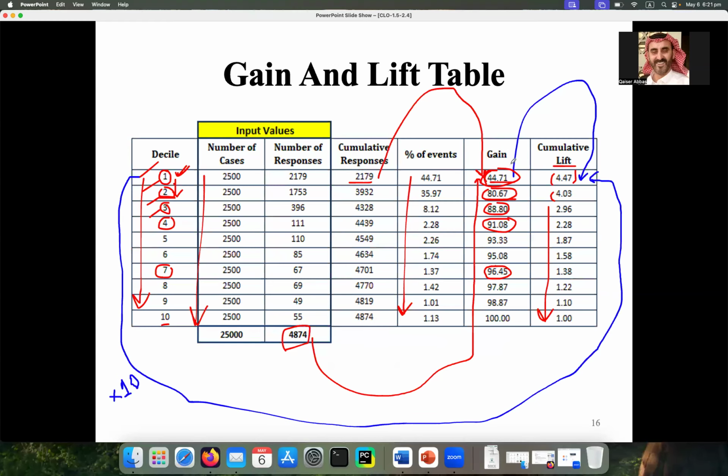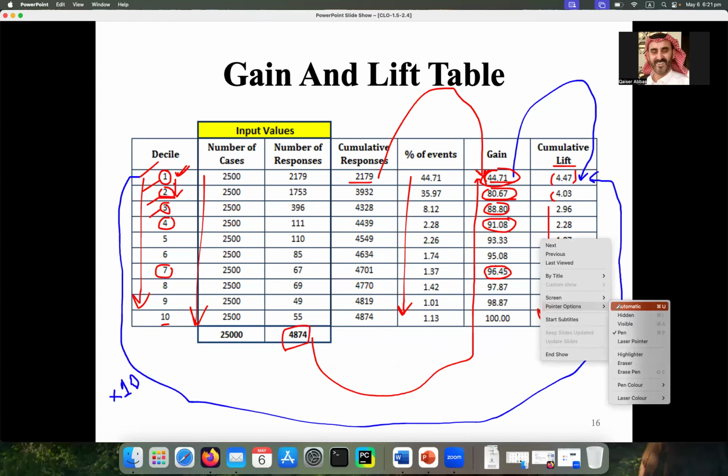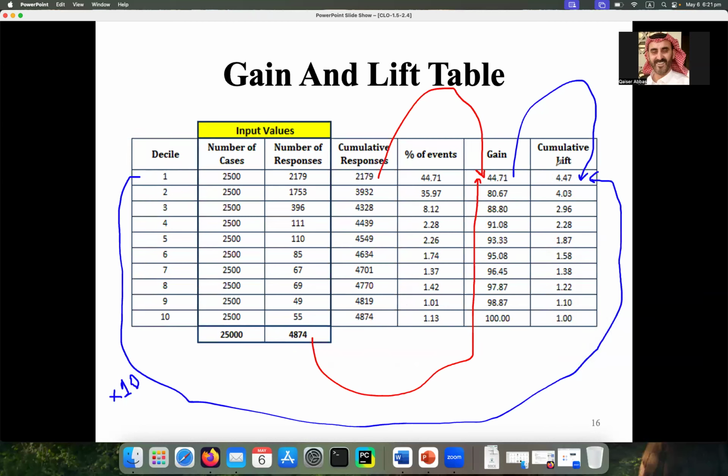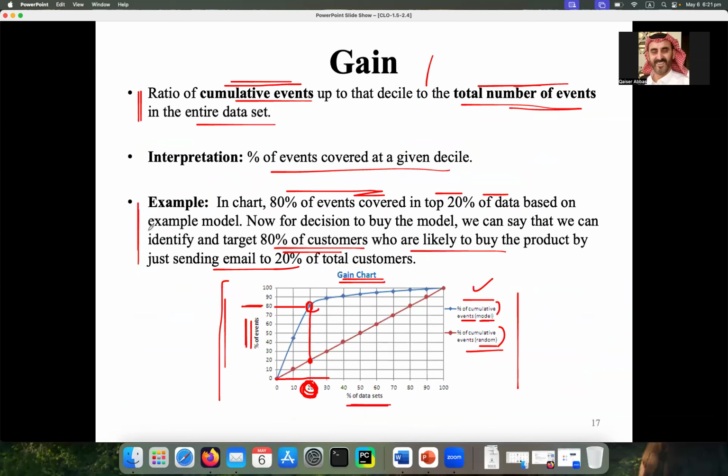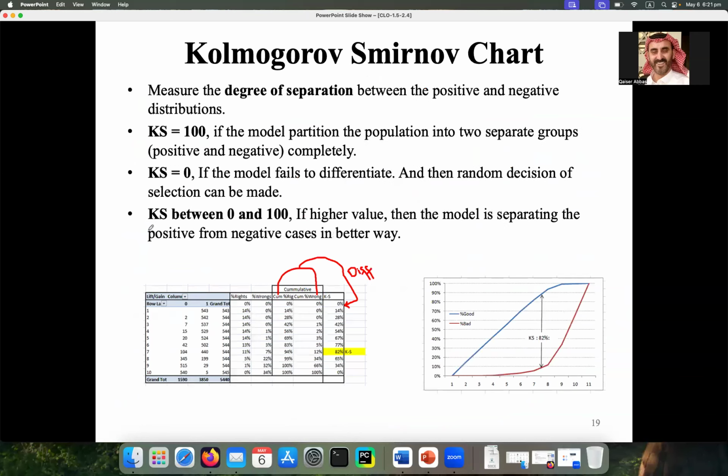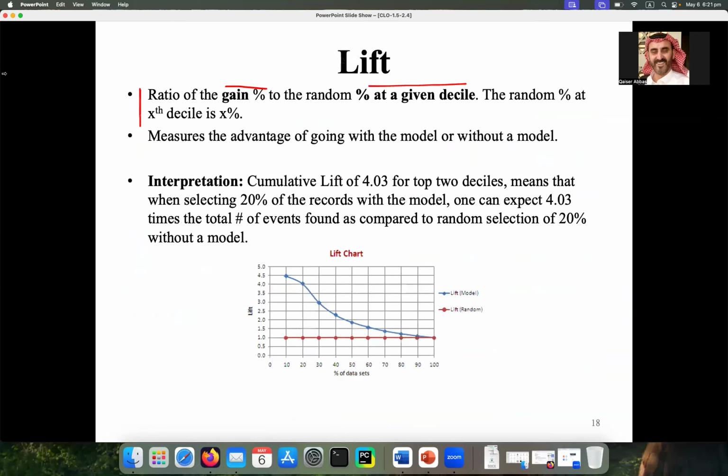Let's say, for example, if I remove all this drawing, how am I getting this lift? How am I getting this value? From the gain. It is a ratio of the gain divided by the percentage of decile. Each decile has a percentage. For example, the first has 10, second has 20, 30, 40, something like that. That is what is mentioned there. So that's why it is mentioned ratio of the gain percent to the random percent at a given decile.